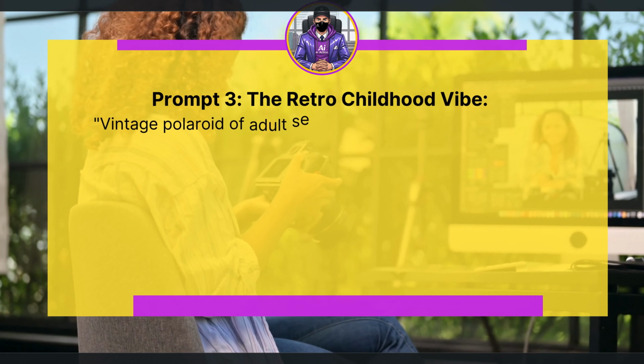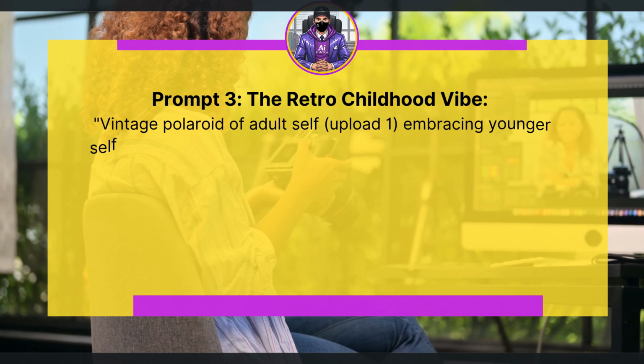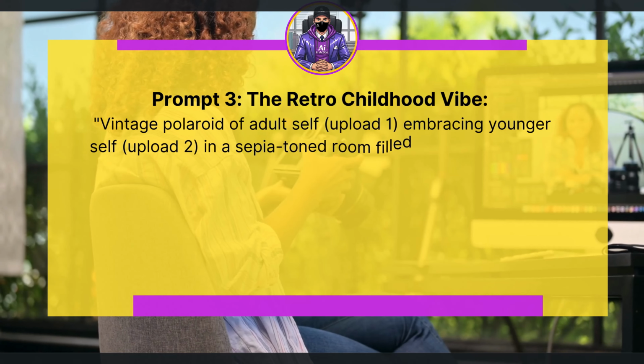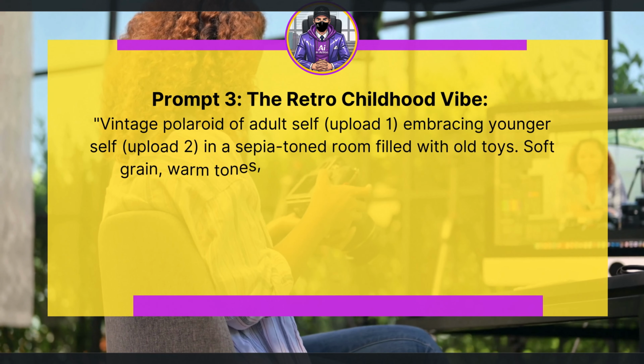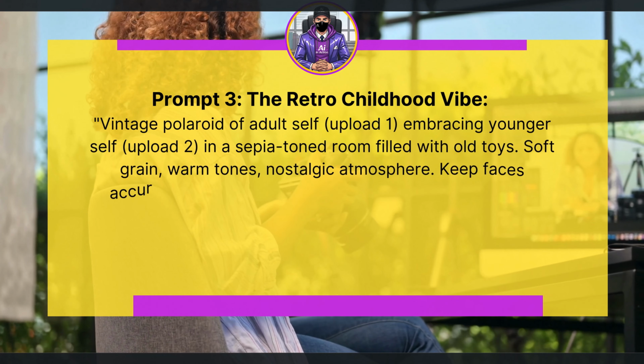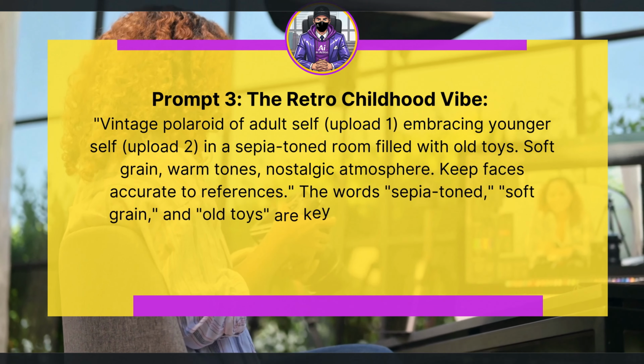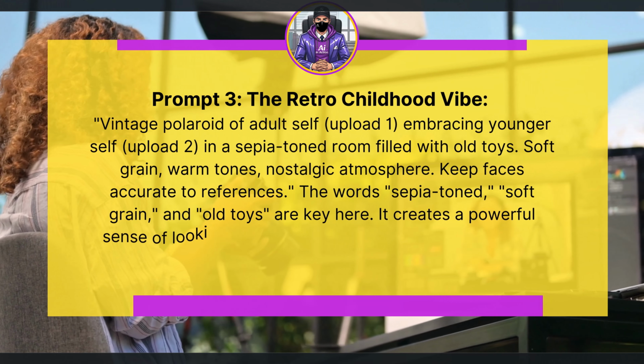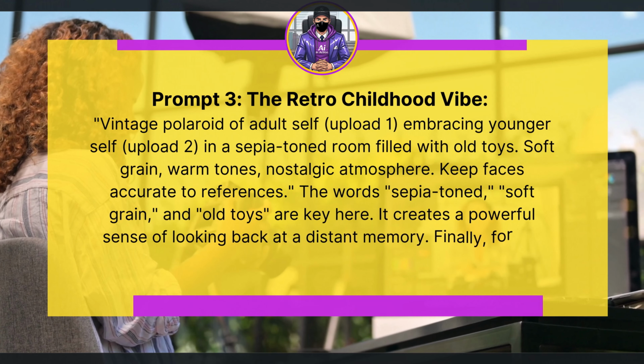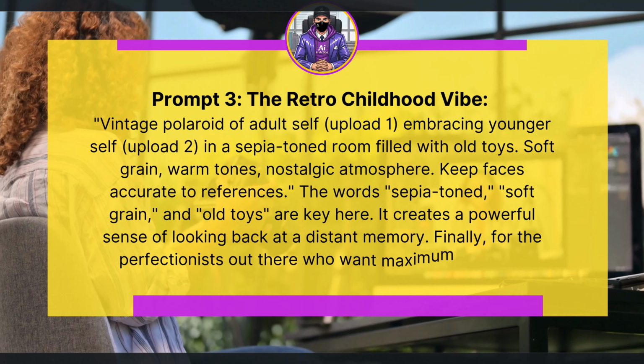And for those who love that old-school grainy photo look, prompt 3, the retro childhood vibe. Vintage Polaroid of adult self, upload 1, embracing younger self, upload 2, in a sepia-toned room filled with old toys, soft grain, warm tones, nostalgic atmosphere. Keep faces accurate to references. The words sepia-toned, soft grain, and old toys are key here. It creates a powerful sense of looking back at a distant memory.